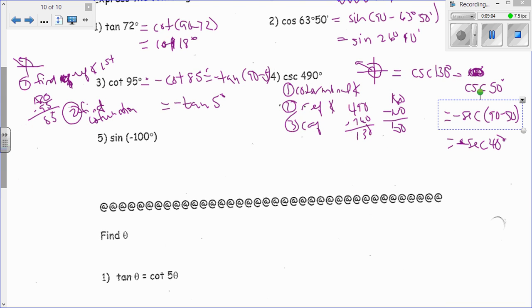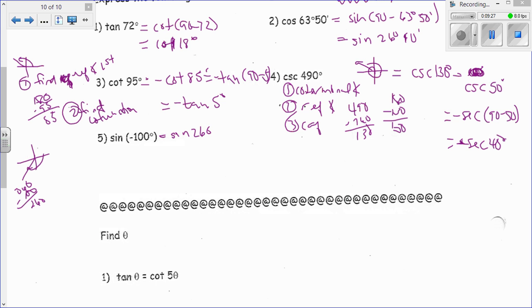Number 5, we're going to follow the same steps as we did before. A sine of negative 100. We're going to go backwards, and 100 degrees puts me in quadrant 3. So it is 360 minus 100, which is 260. So this is equivalent to the sine of 260.